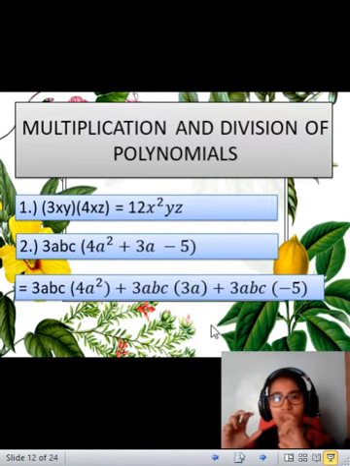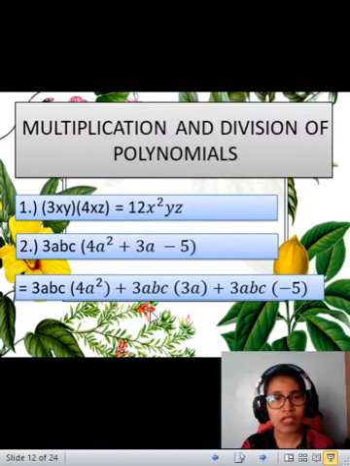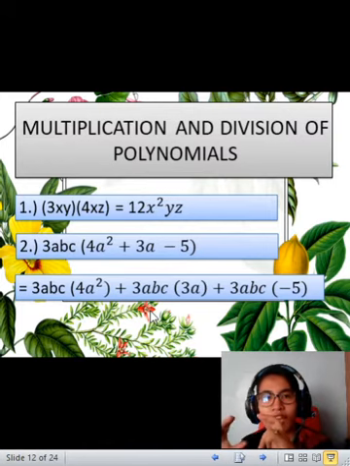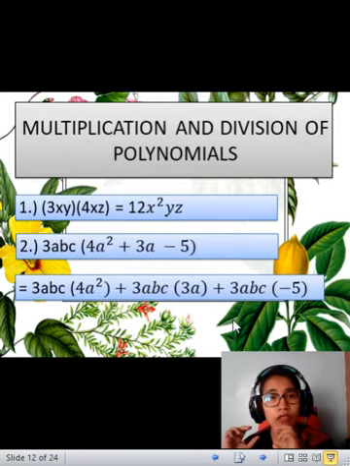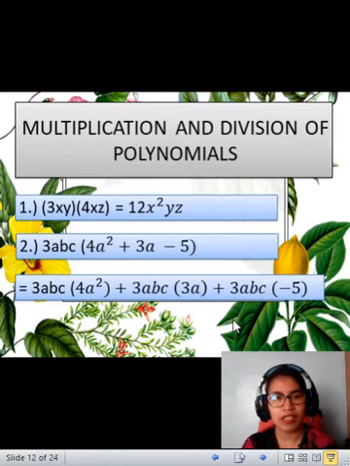Put the 4a squared in a parenthesis, plus another 3abc, because I say distribute the 3abc. Then put the 3a in a parenthesis. Then you write again plus 3abc. Put the last one, negative 5, in a parenthesis. Then that's the time you can multiply it one by one.